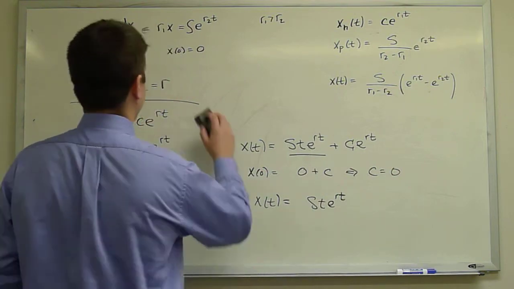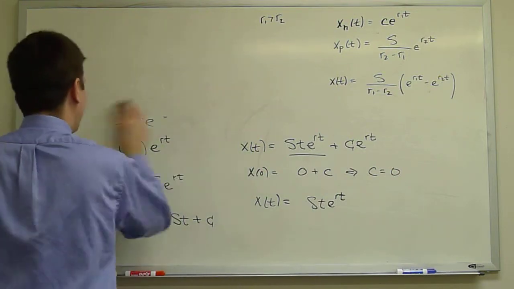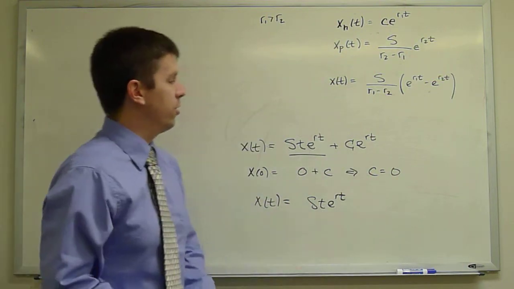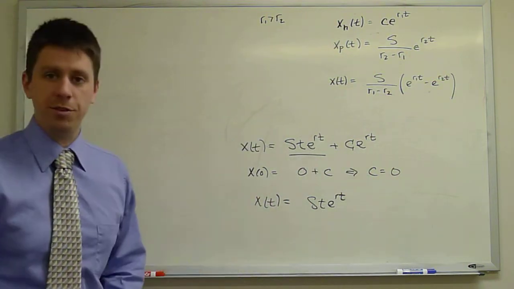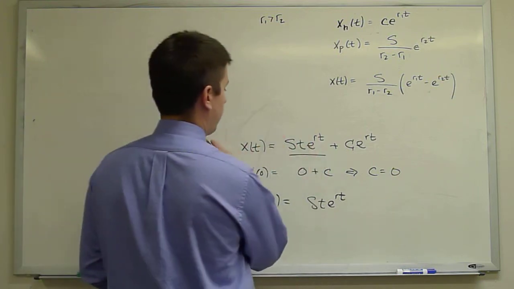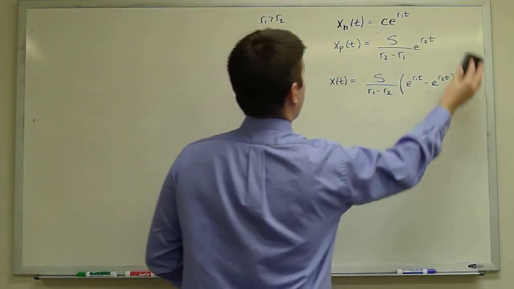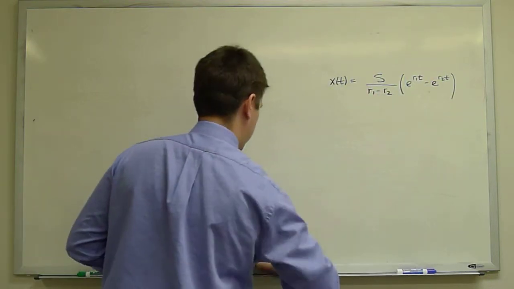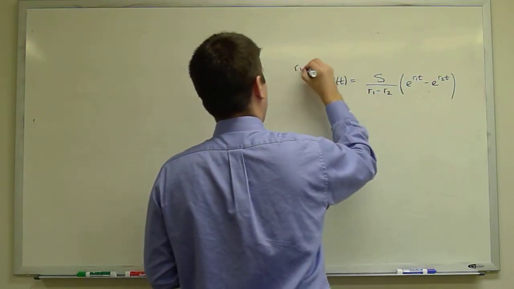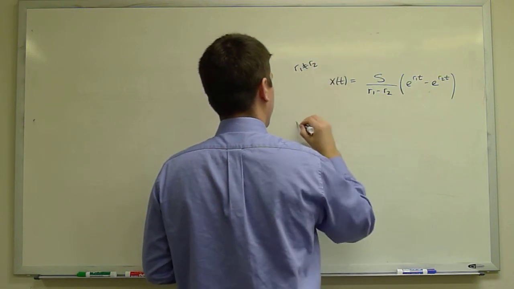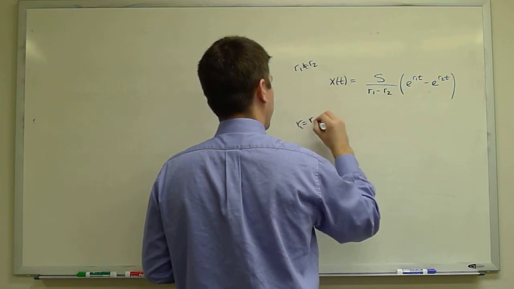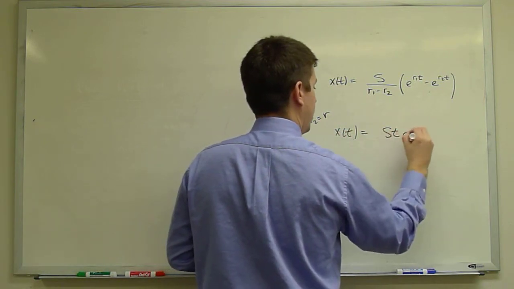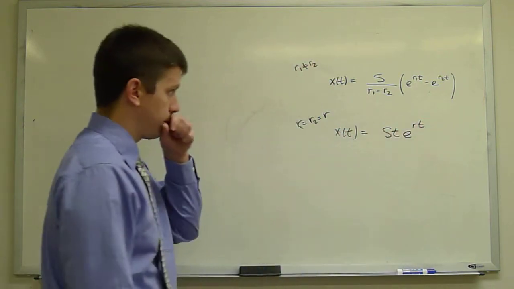So I want to show you something. It looks like this special choice R1, R2 is giving us something totally crazy and different. I want to show you that it's not all that different. So we have the two forms: R1 not equal to R2, and when R1 equals R2 equals R, we simply have s t e to the R t.